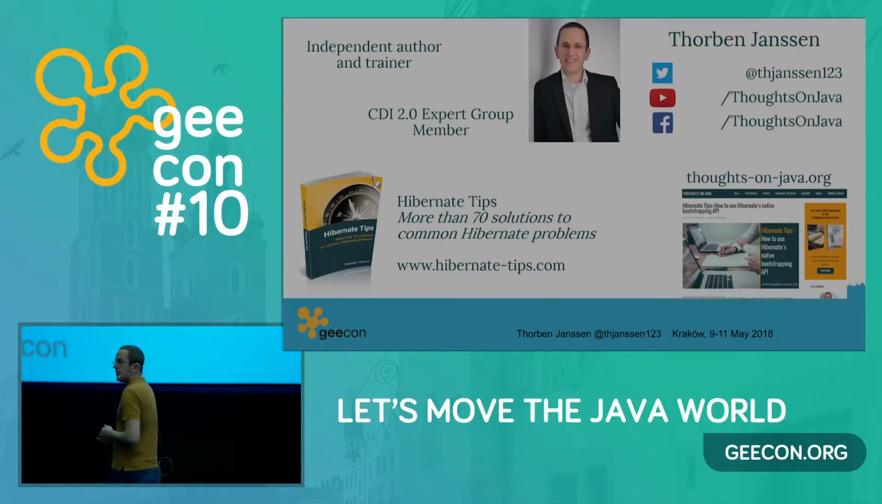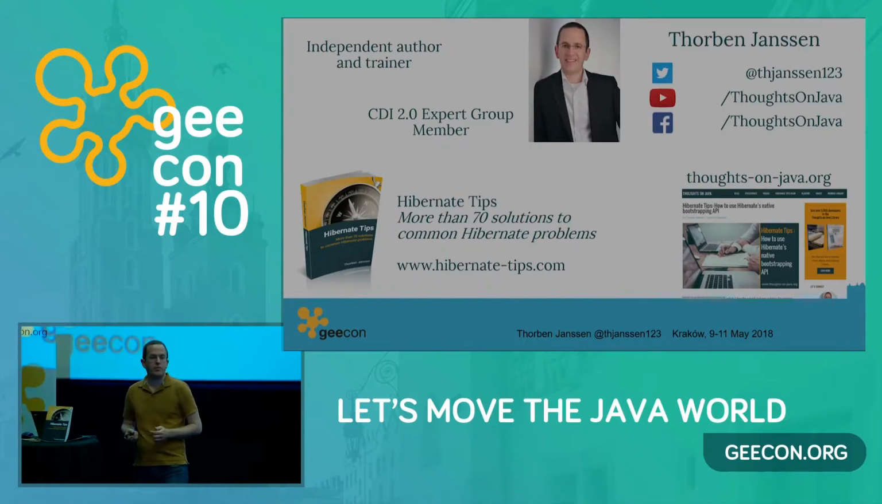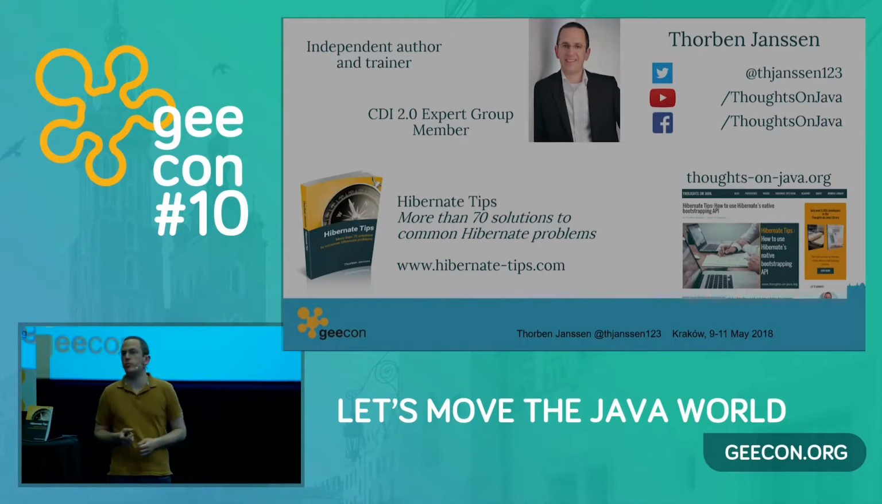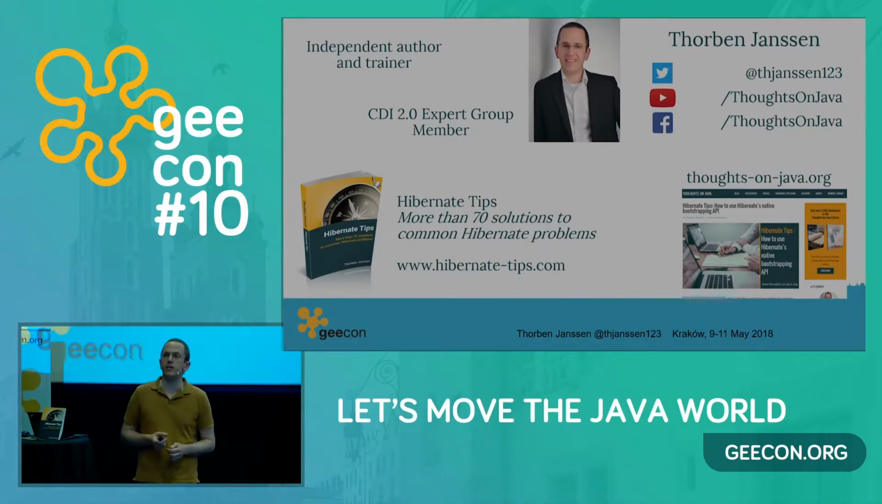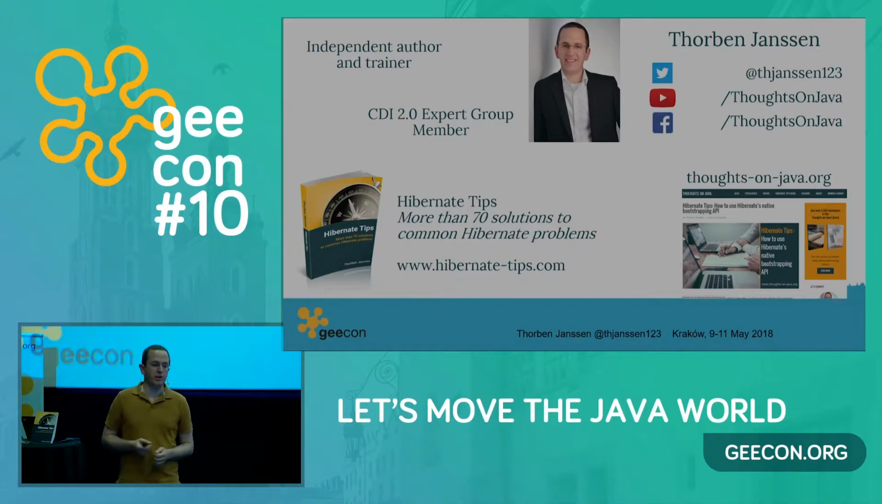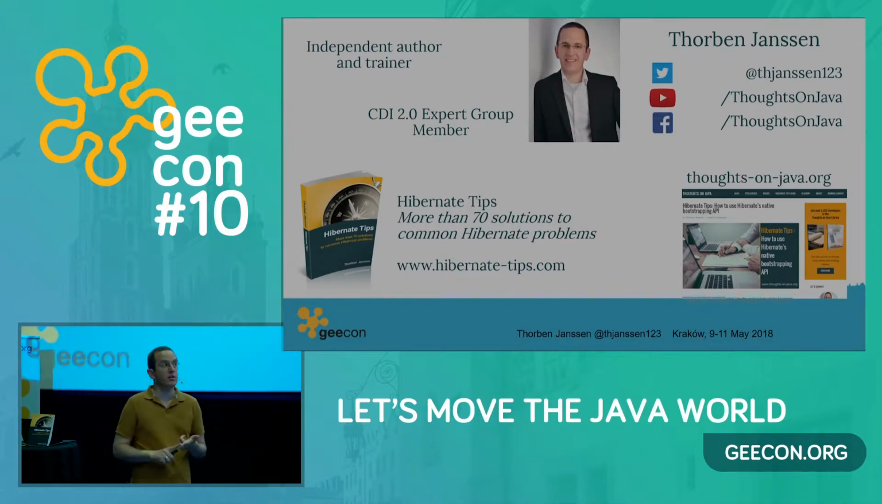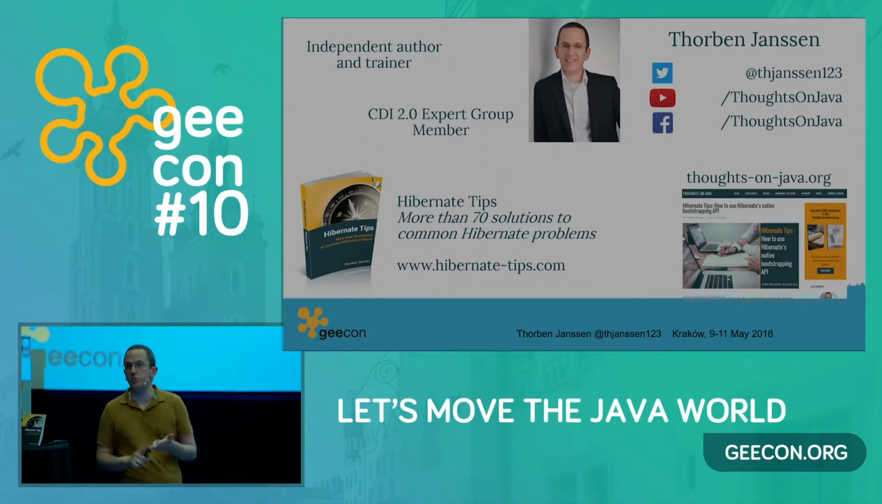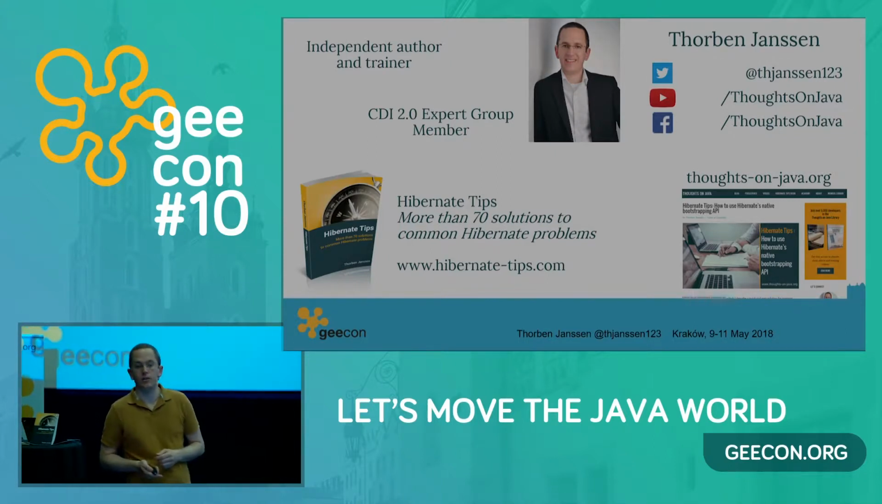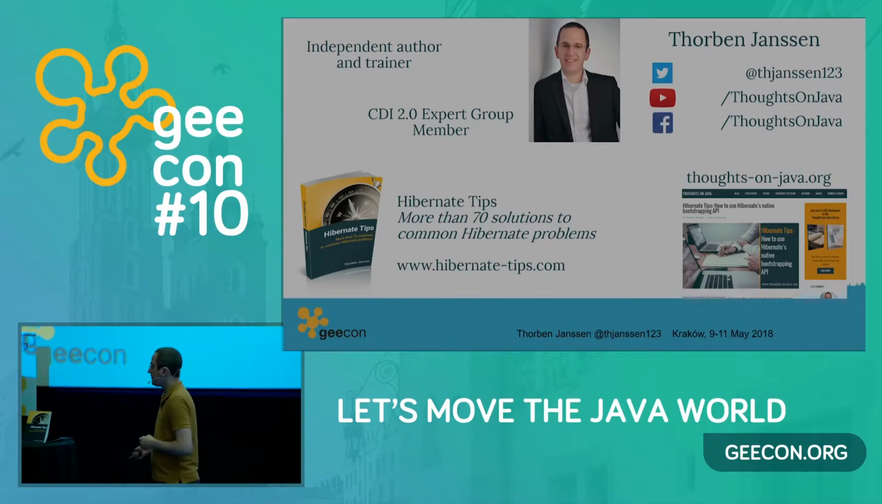Who am I? My name is Thorben Janssen. I'm solving problems with Hibernate and JPA, doing most of my daily work. That means I'm doing consulting, I wrote a book about Hibernate, I'm doing training, coaching, all of these things.